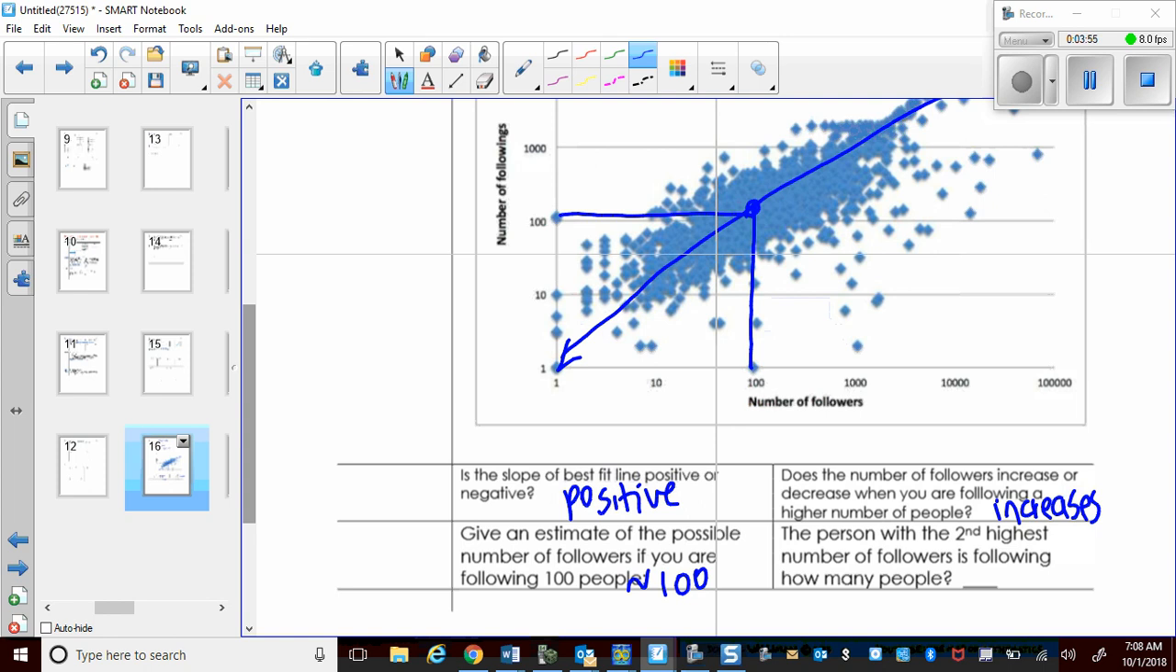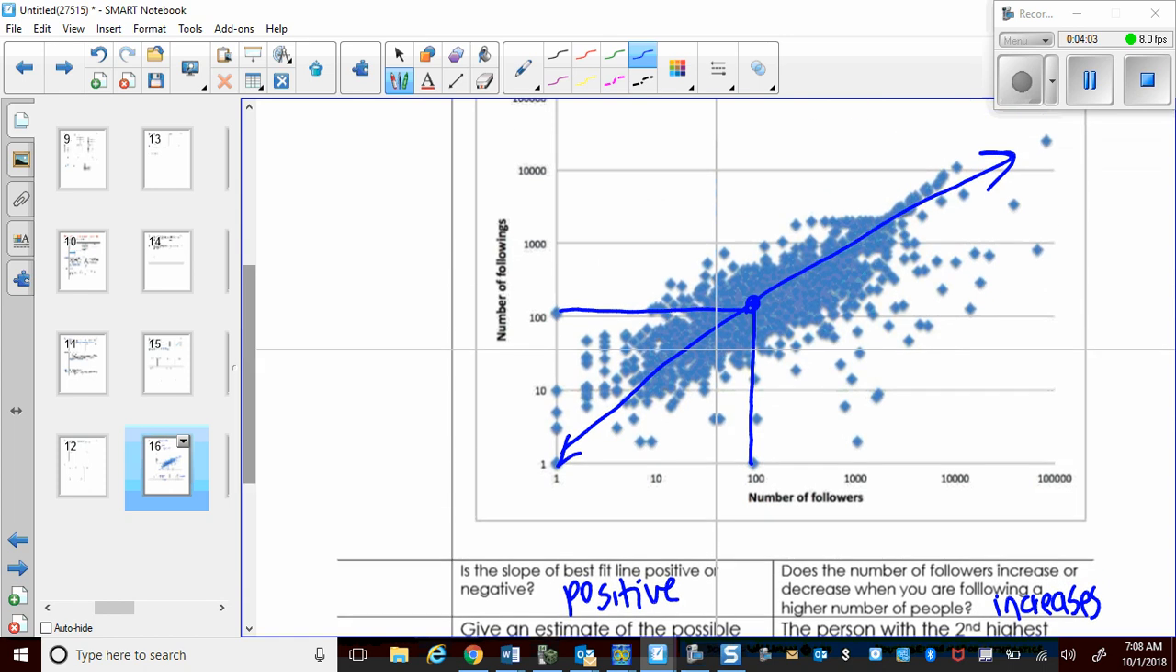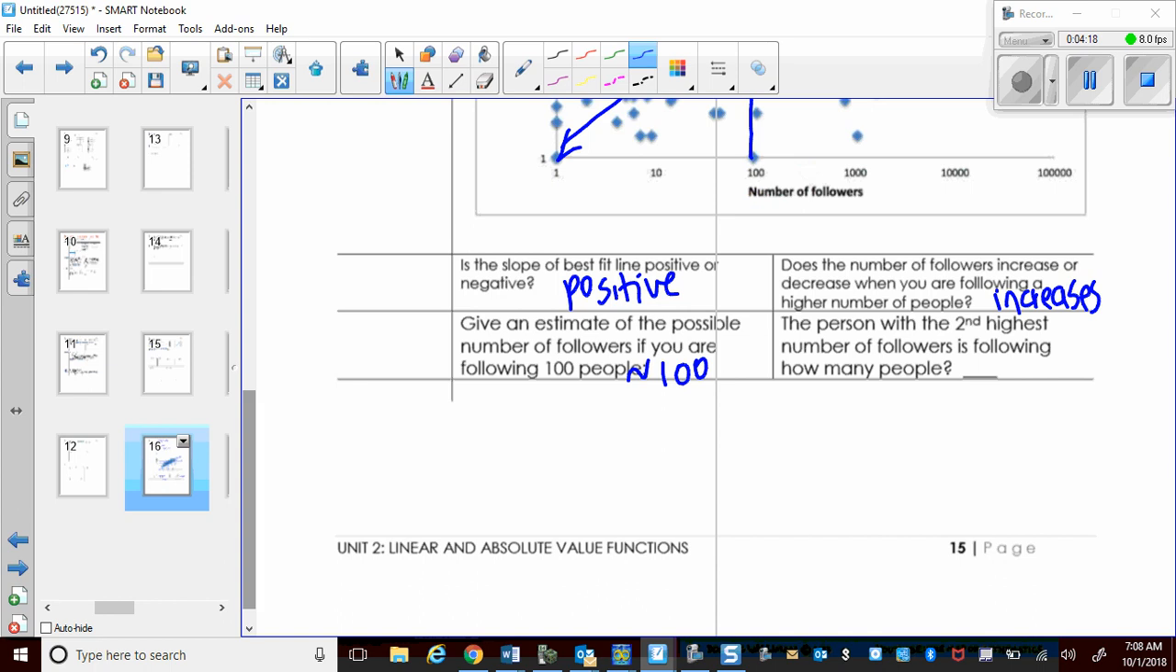The person with the second highest number of followers is following how many people? Looks like this is the second highest number, and we're right below 1,000. It's in increments of 100, so probably about 900 of those are following. 900, okay?